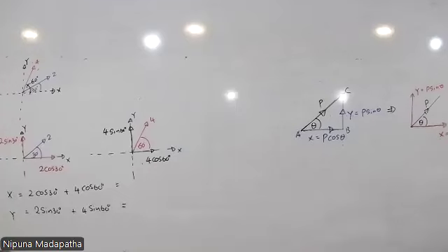So when you take the algebraic sum, you need to consider the direction also, right? If it is along the positive x direction, the component is positive. If it is along the negative x direction, it is negative.